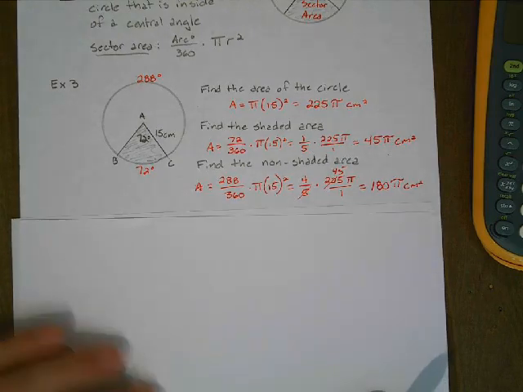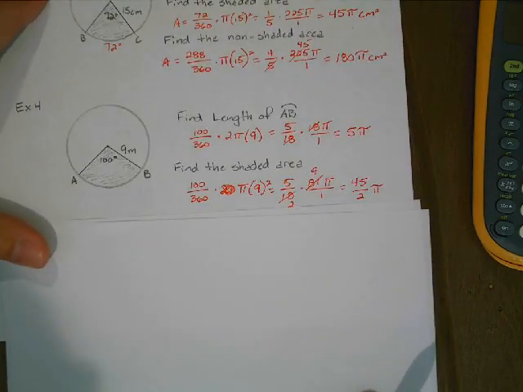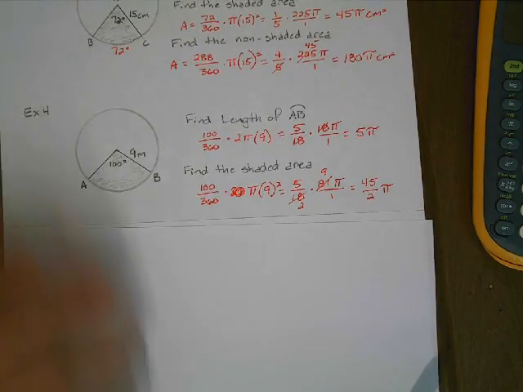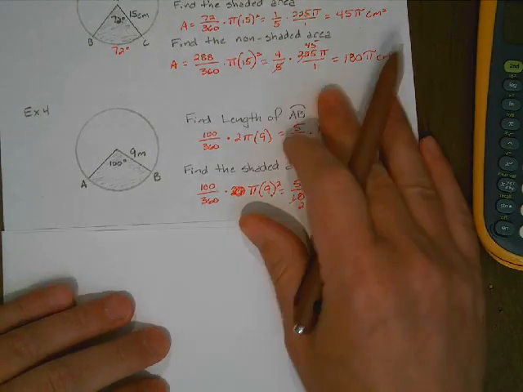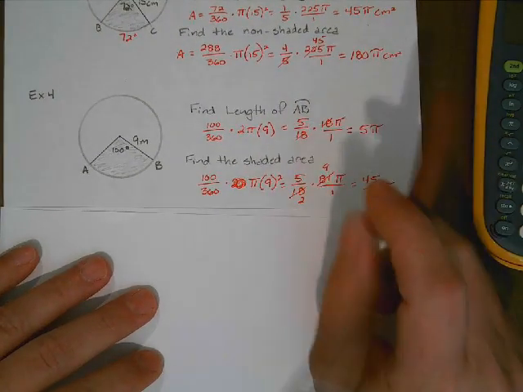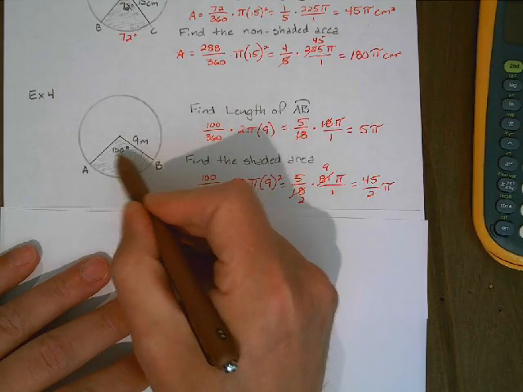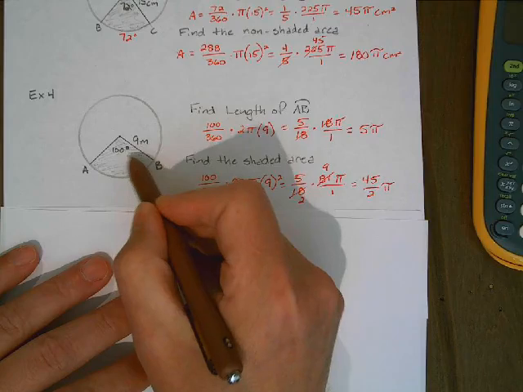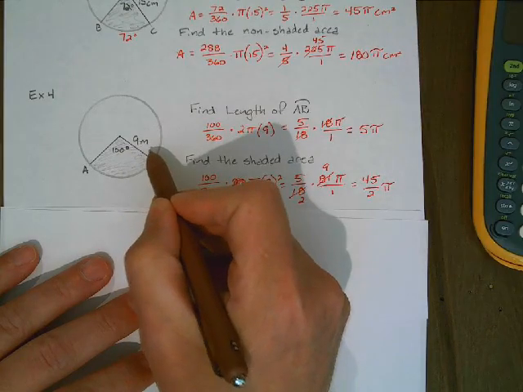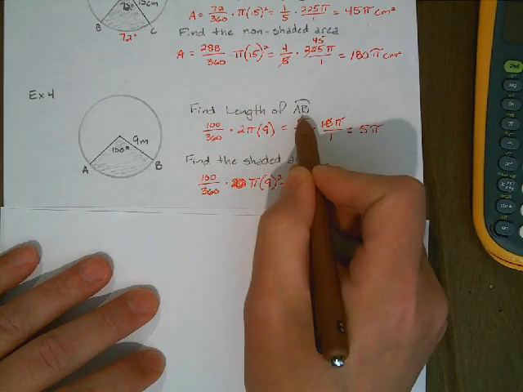Last one. This one does a little bit of arc length and sector area. So here I've got 100 degrees as my central angle, and my radius is 9. The first thing it asks me is, what's the length of the arc?